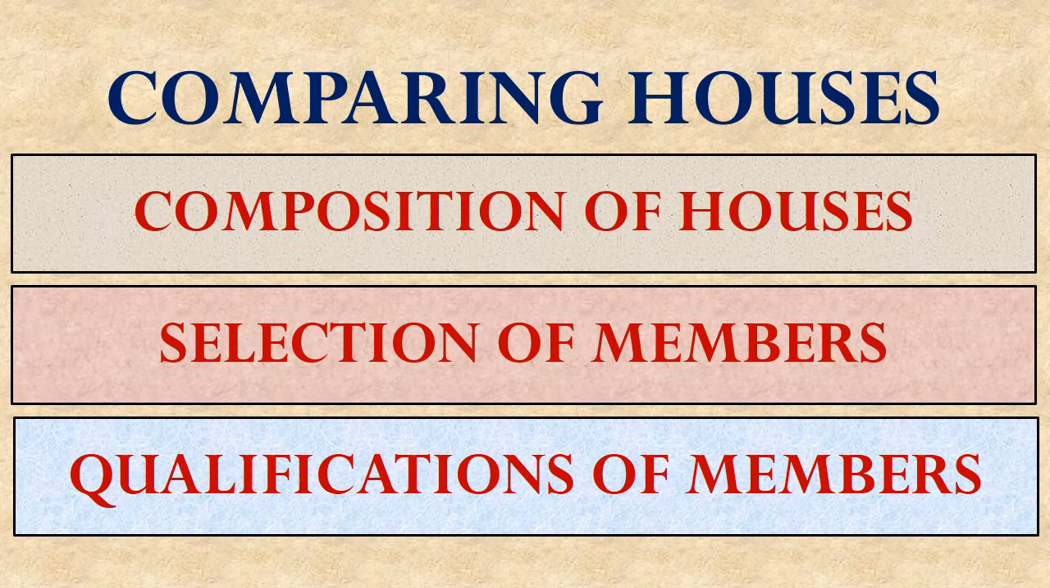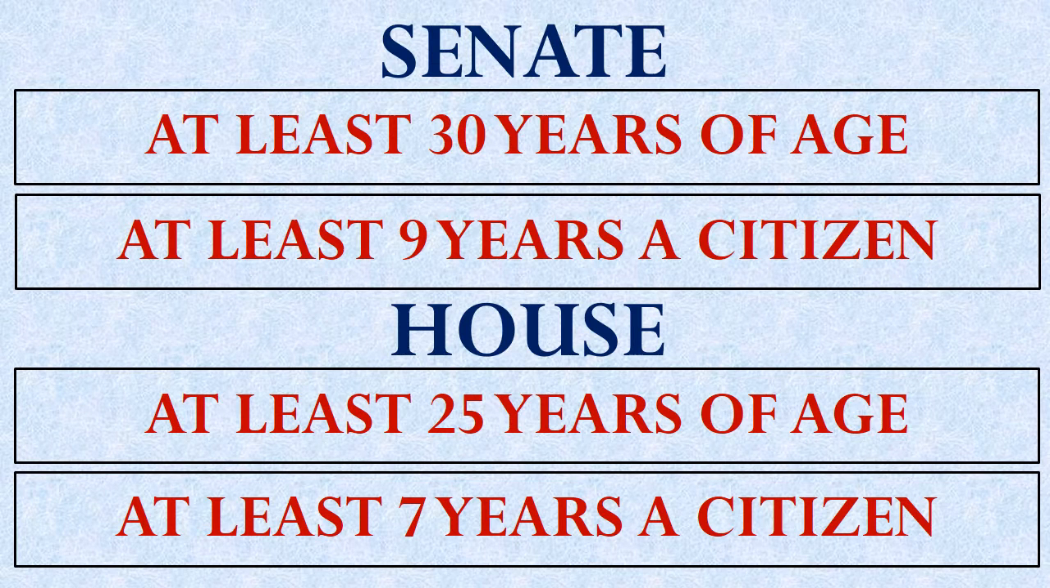The third way we compared the two houses in the previous lesson was to look at the qualifications of the people that serve there. There we noted that to serve in the Senate, you have to be at least 30 years old and have been a citizen of the United States for 9 years. While in the House, you need only be 25 and a citizen for only 7 years.